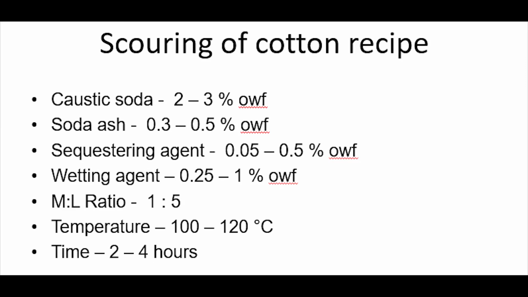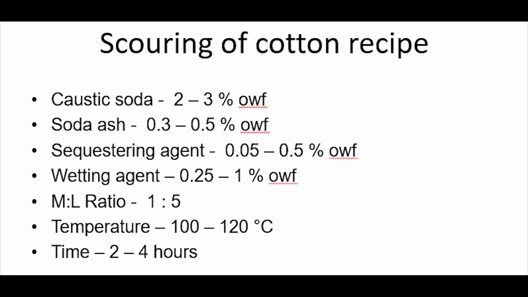Liquor ratio again depends on the type of machine you are using for scouring. If it is a soft flow dyeing machine, it will be 1 is to 5, and if it is a winch, it will be around 1 is to 15. If it is a jigger, it will be around 1 is to 2, and if it is a cured process, it will be 1 is to 1. And temperature will be around 100 to 120 degrees Celsius for 2 to 4 hours. Again, all depends on the type of machine you are going to use.